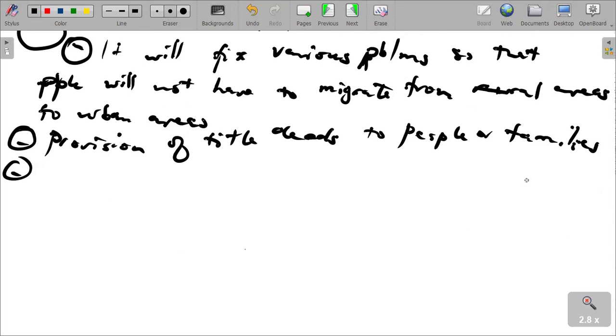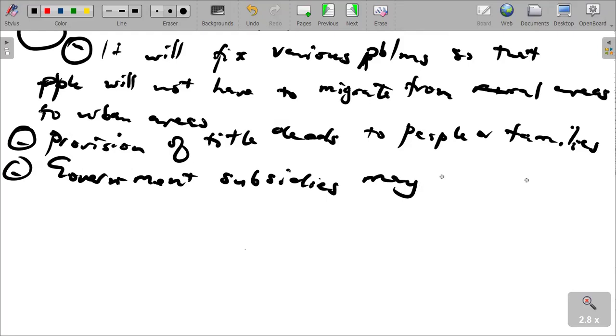We also talk about land reform, government subsidies. Government subsidies may support and empower farmers.